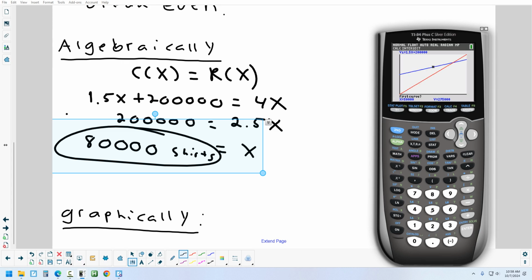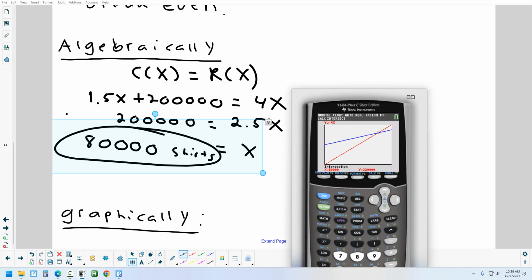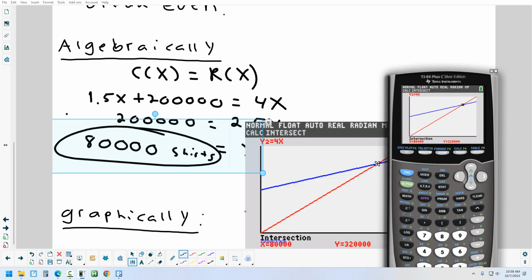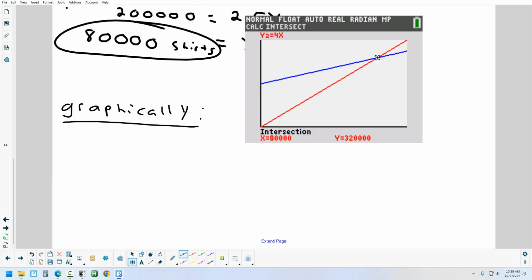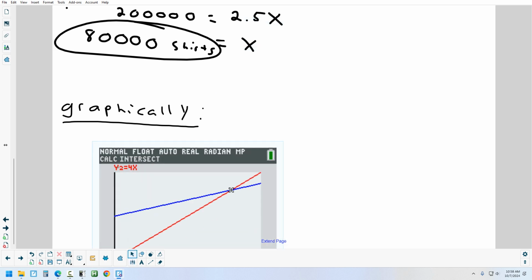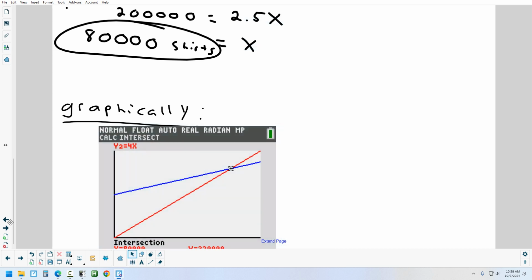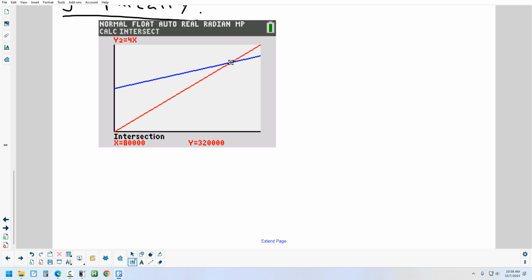Okay, it's going to ask me 3 questions. You're going to pick a point somewhere on the first line, hit enter. Somewhere on the second line, hit enter. And then the guess, well, how many times do these lines cross? Just one, so the guess doesn't really matter. I can put it right there, that's fine. All right, let's take that. And graphically, we get exactly the same answer as when we did it algebraically.